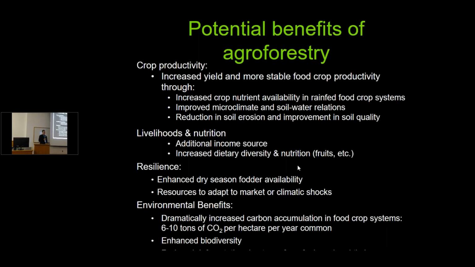There's a growing literature on the association between dietary diversity and having trees, both forests nearby, but also trees on farms. And then the resilience function of having trees on farms, including fodder availability, and then having resources. Trees have different properties than annual crops and may be more resistant or resilient in times of extreme weather, as well as different market changes. And then I think the environmental benefits are probably relatively well known.